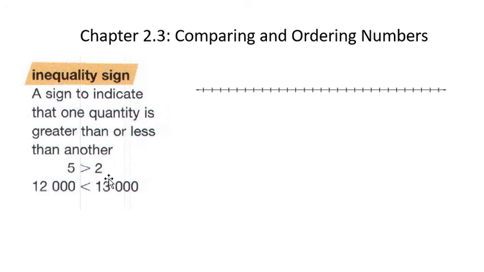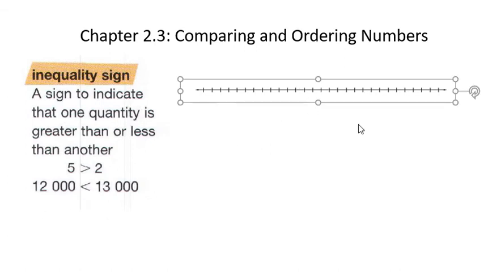But when you read it, you always read from left to right, which is why we say 5 is greater than 2 and 12,000 is less than 13,000. It may help to write the symbol first between the two numbers and then to read it out.